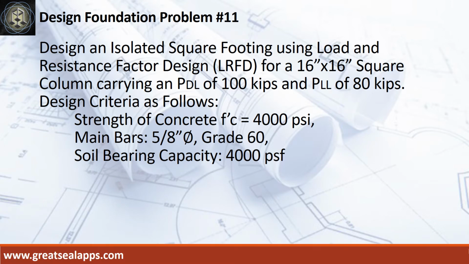Design an isolated square footing using load and resistance factor design for a 16 inches by 16 inches square column carrying an axial dead load of 100 kips and axial live load of 80 kips. Design criteria as follows: strength of concrete 4000 psi, main bars 5/8-inch diameter, grade 60, soil bearing capacity 4000 psf.